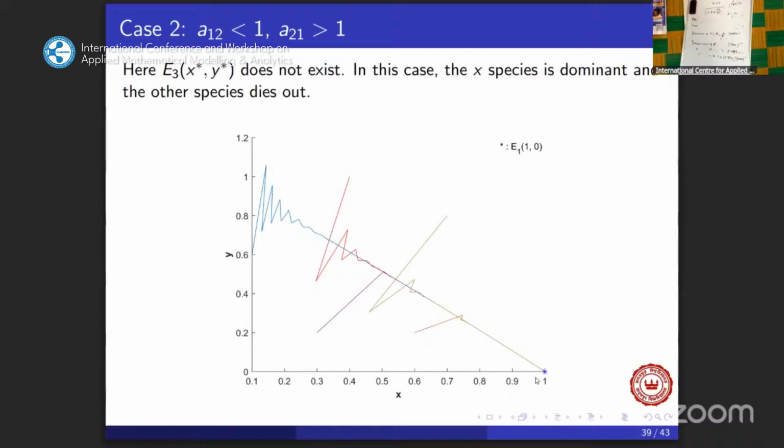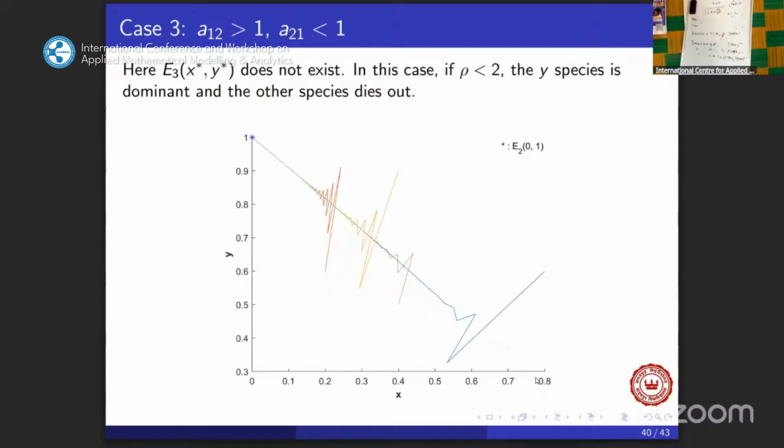Next, case 3. The just opposite case, A12 greater than 1 and A21 greater than 1, then the Y species dominates and the X species dies out. See, at the point Y is 1, the trajectory goes to the point E2 (0, 1). Next slide.